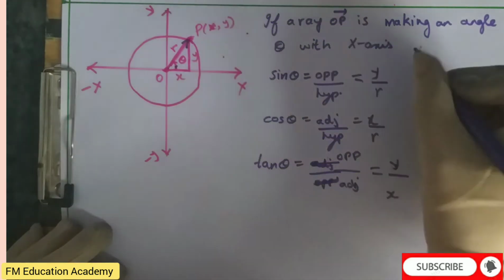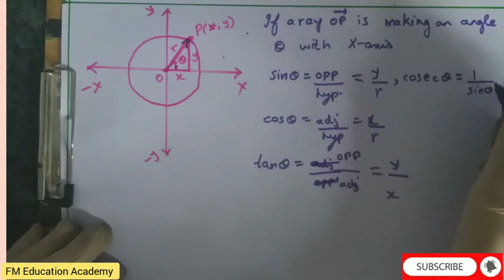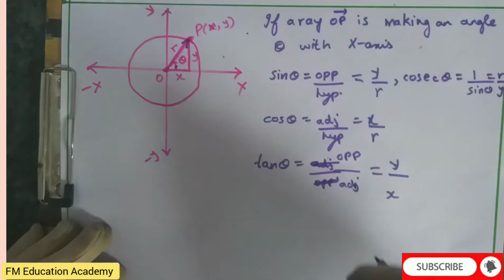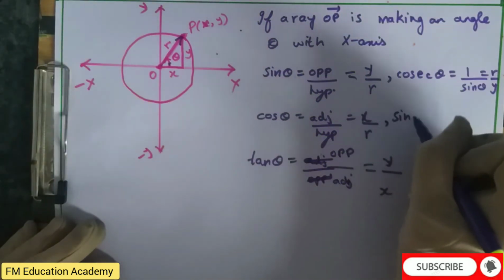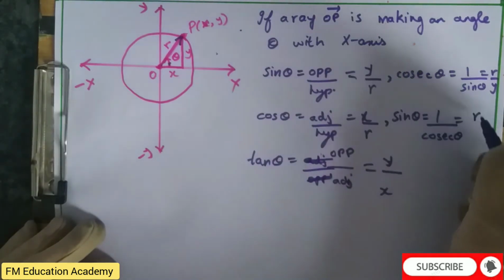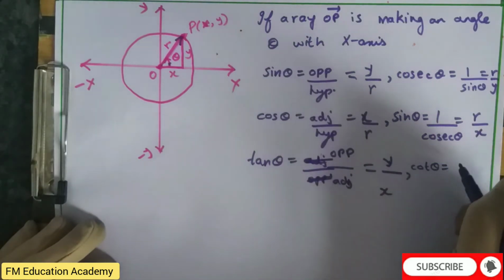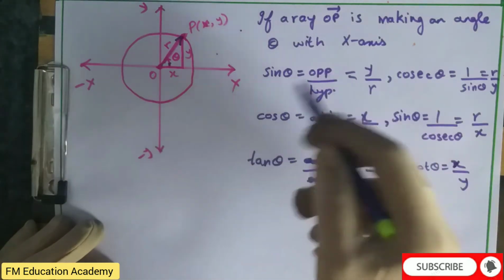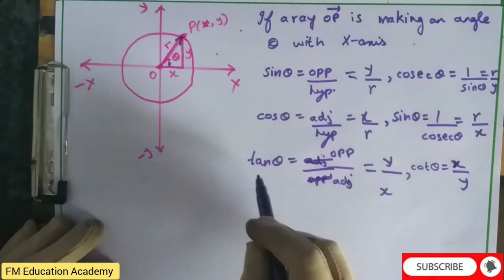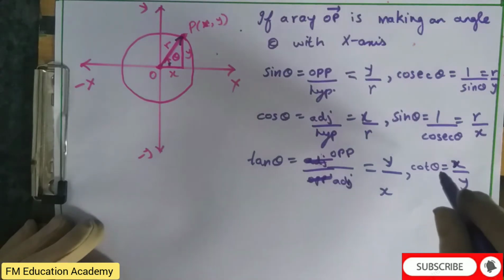Now how to write cosecant? We know cosecant is the opposite of sine, 1 by sine theta. So we can write cosecant as r by y. Similarly, secant is 1 by cos theta, so inverting it, r by x. Similarly, cot theta is the inverse of tan theta, so we can write cot theta as x by y. So from this table, we can write sin theta as y by r, cos theta as x by r, tan theta as y by x, cosecant theta as r by y, secant theta as r by x, and cot theta as x by y.